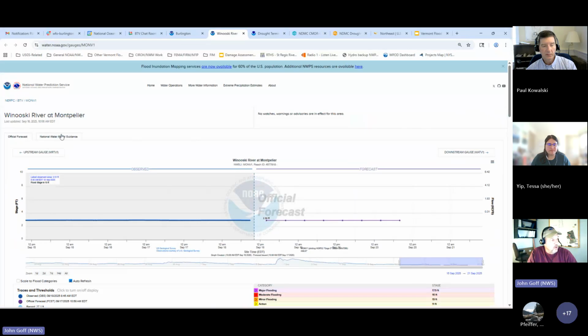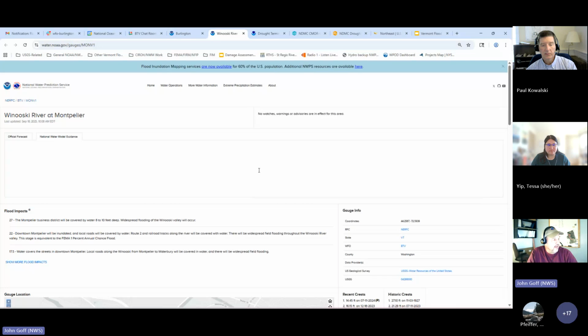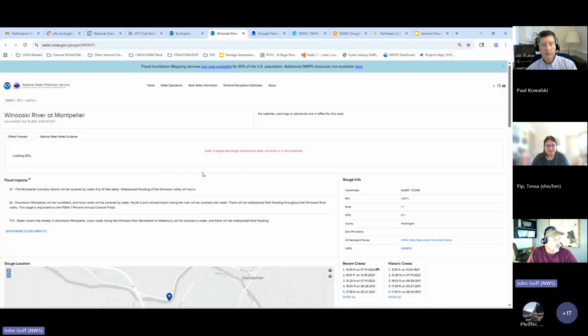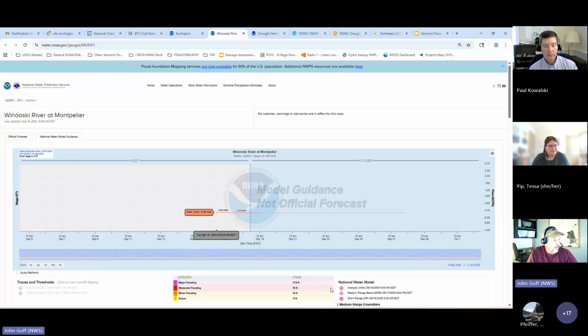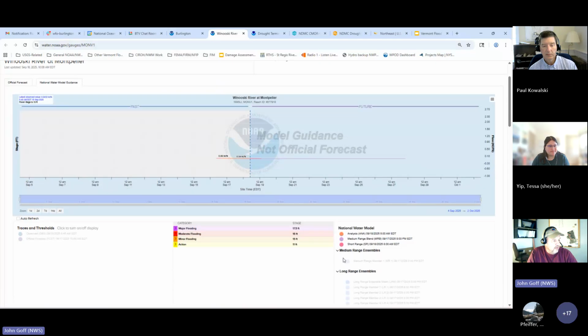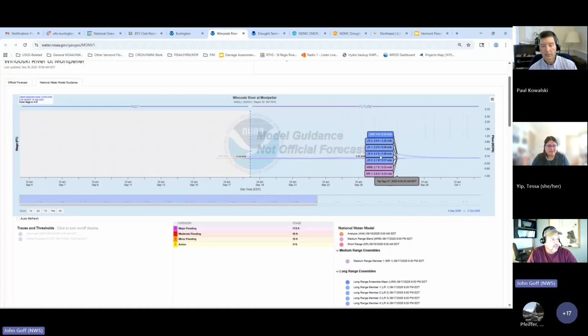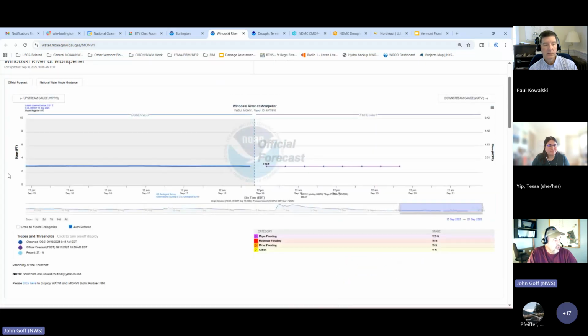By the way, you do have National Water Model guidance here. You can click on that, and it'll take a minute to plot. Hopefully it loads. I'm kind of getting sidetracked here. You can turn on all these medium range and long range forecasts of the water model. See, this is just giving you CFS way out here. So it's thinking some rain's going to occur in a few days. But I digress. You can see that on these tabs up front on the full gauge page. You scroll down and see this, click here to display partner FIM.